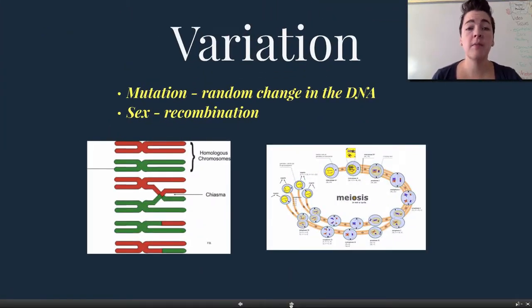Variation in a population gives the population different traits. Variation can come about two ways within a population. One is mutation, where we have a random change in the DNA, and the other is through sexual reproduction, because we have a recombination of genes. If you remember back to biology with meiosis, you have crossing over, which is the picture down here, where the homologous chromosomes switch pieces and create that variation. And this is completely random of how much and what pieces of DNA are switched.